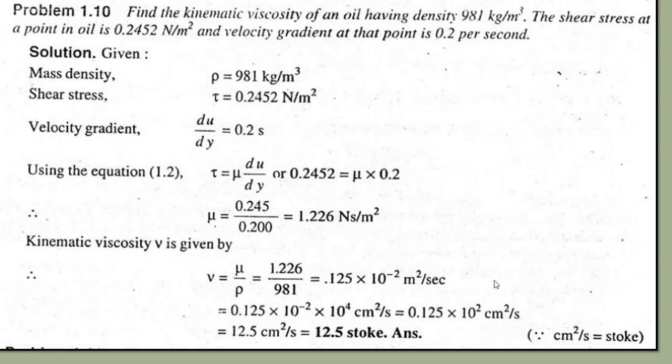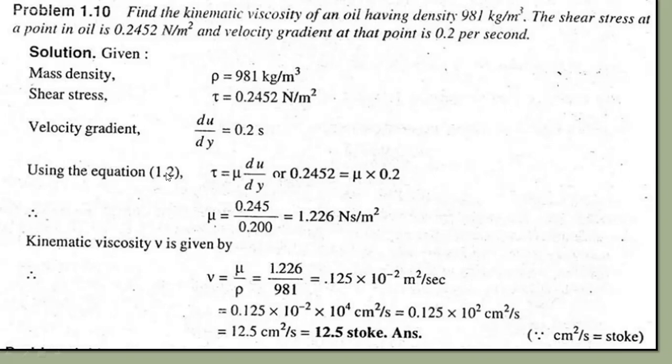So now find the kinematic viscosity of an oil having density 981 kg per meter cube. The shear stress at a point in the oil is 0.2452 Newton per meter square and the velocity gradient at that point is 0.2 per second. So here, given mass density rho is equal to 981 kg per meter cube, shear stress tau is equal to 0.2452 Newton per meter square. Now velocity gradient du by dy is equal to 0.2 per second.